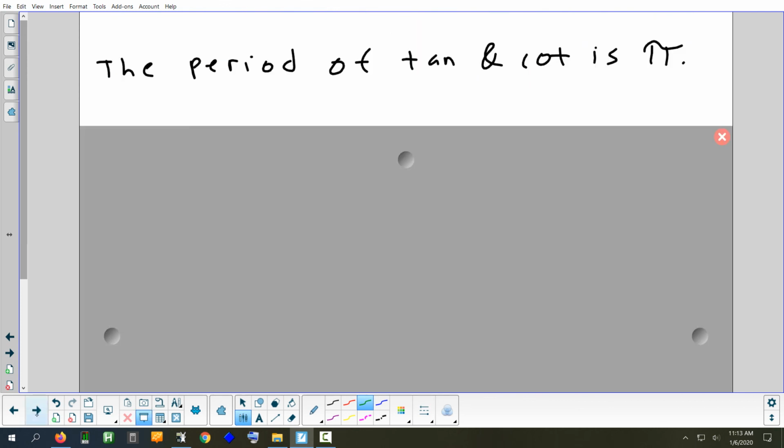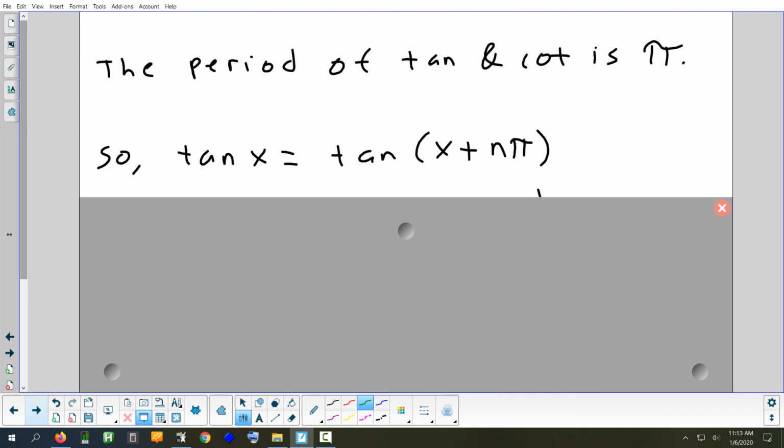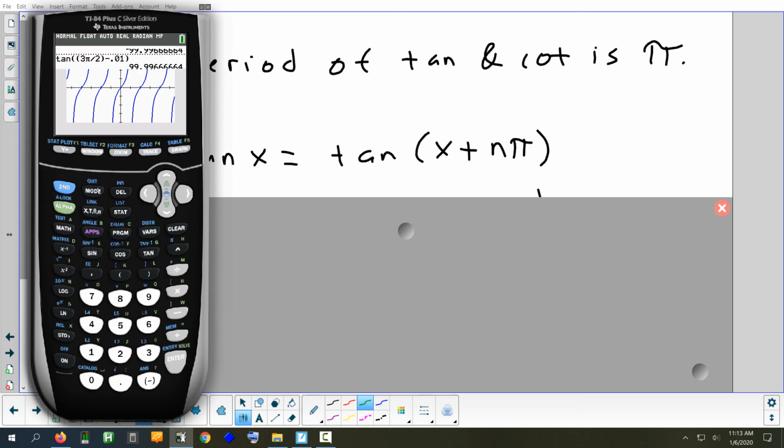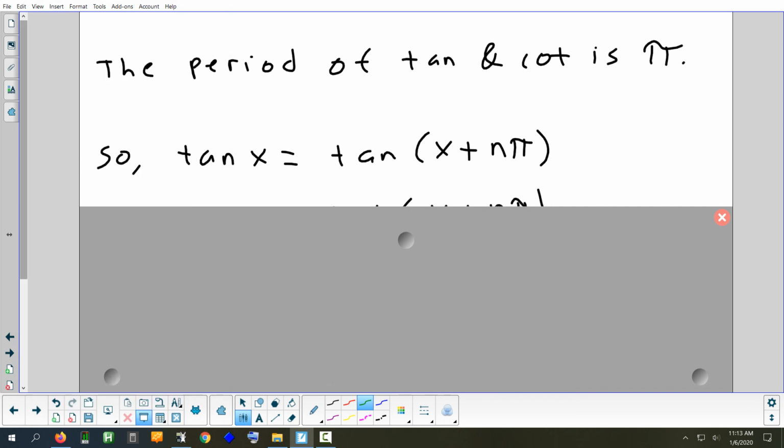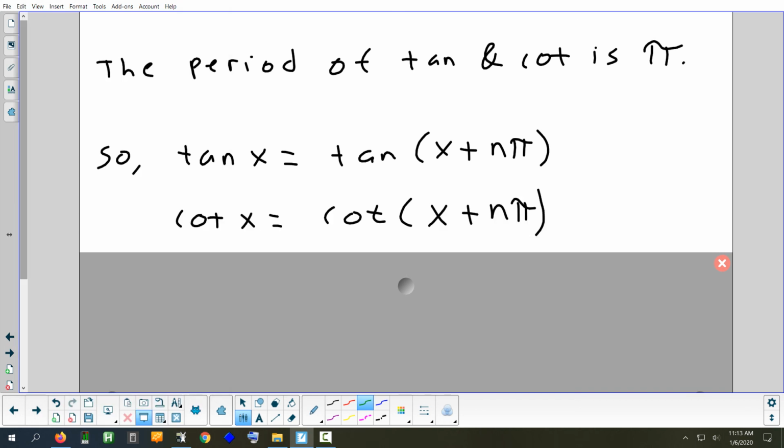So how you would say that formally is that if you take the tangent of something, it's the same as taking the tangent of that plus any multiple of pi. I showed you a few of them: plus 1 pi, plus 2 pi, plus 3 pi. Same with cotangent.